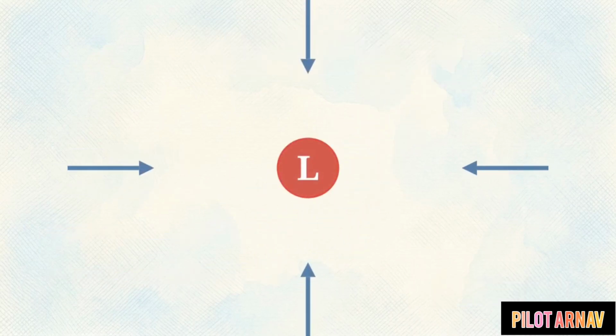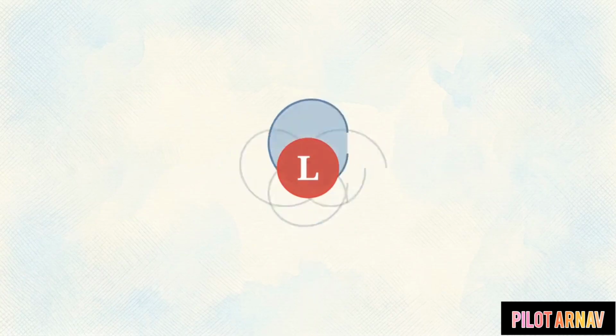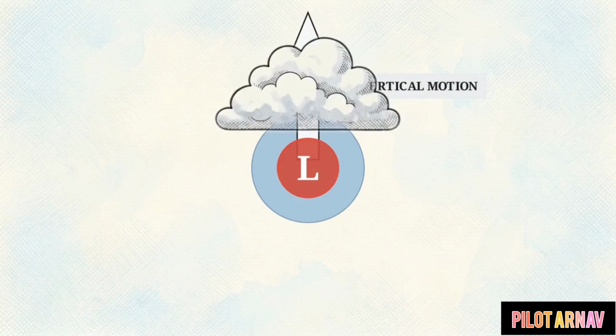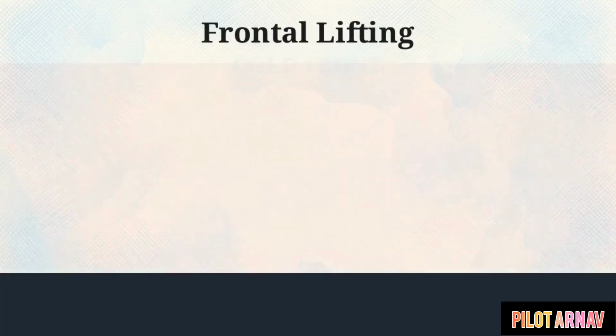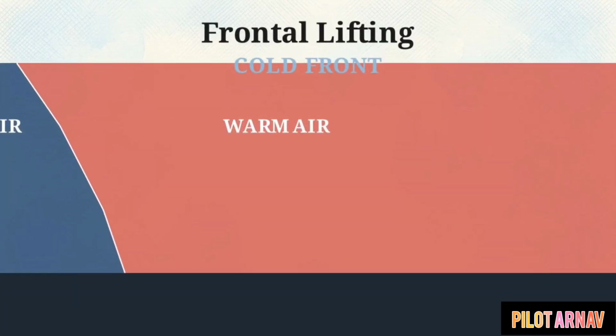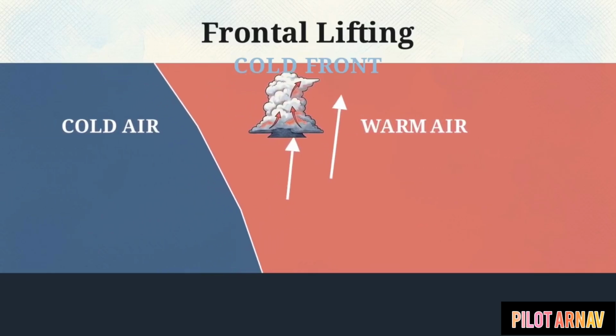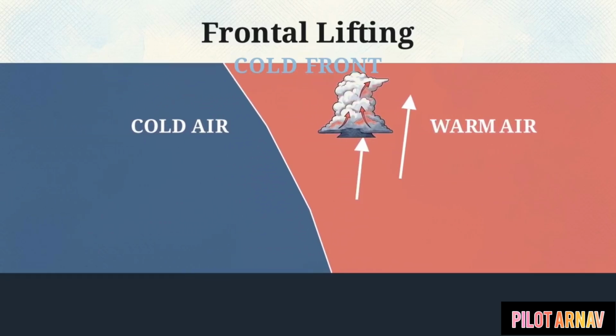Convergence occurs when air flows into surface low-pressure systems. As these wind currents collide in the center, the air is forced to move vertically. The fourth trigger is frontal lifting. In a cold front, a high-density wedge of cold air pushes forward, acting as a physical plow that violently forces a lighter, warmer air mass upward.